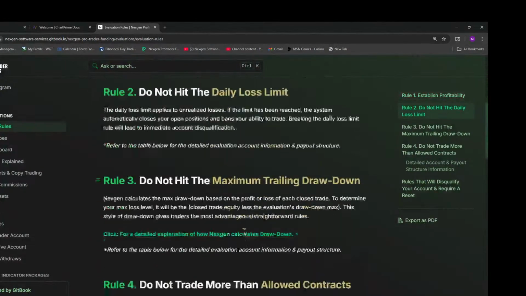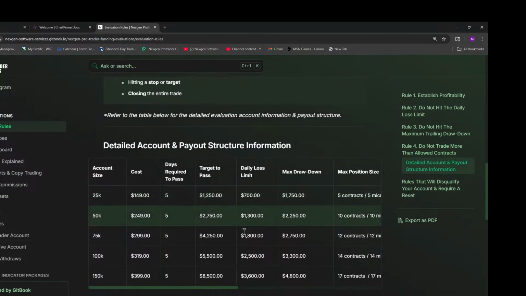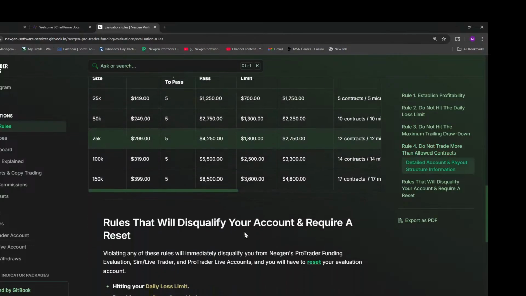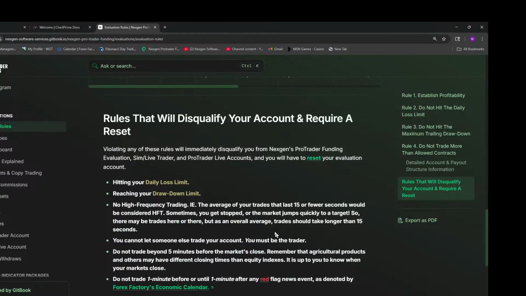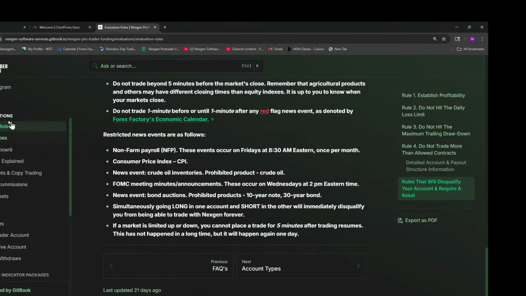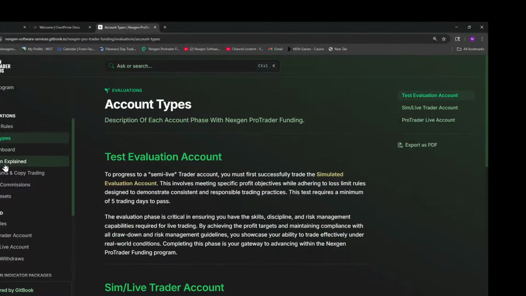Evaluation rules. Five contracts. See, and this is something. So there's rules that would disqualify you. Account types. Those are the different types. Drawdowns, markets, commissions. There we go.